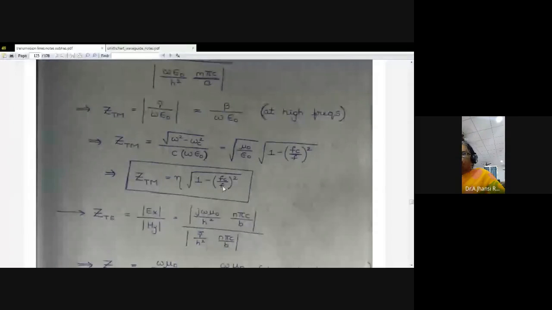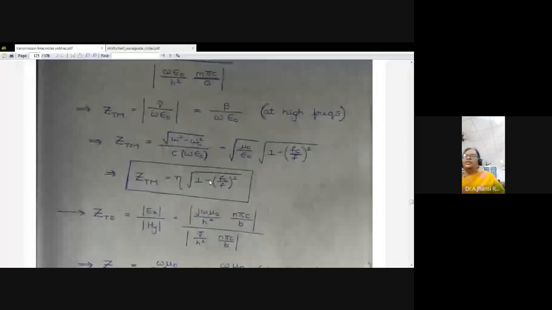And here the frequency of propagation is always greater than fc. So this value is less than 1. So 1 minus this one, and eta equal to 125. So ZTM is always less than eta, or it is always less than 125.